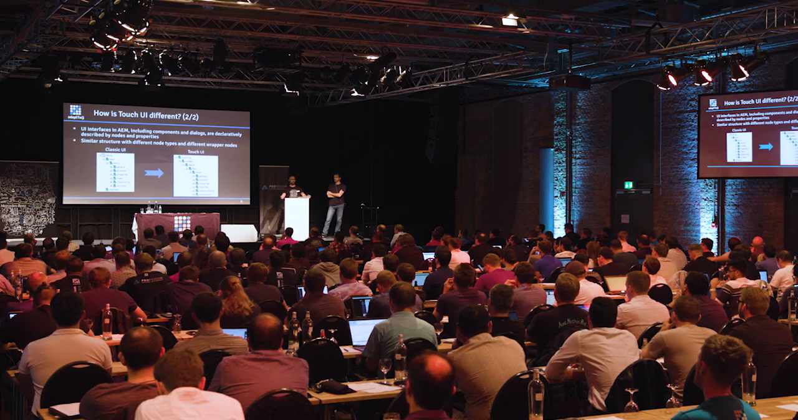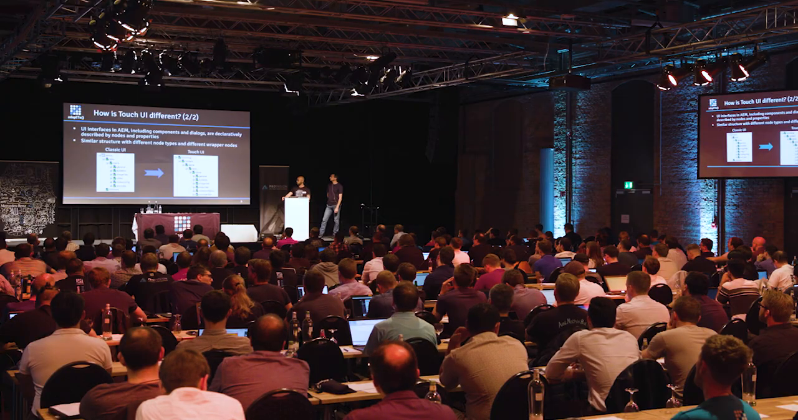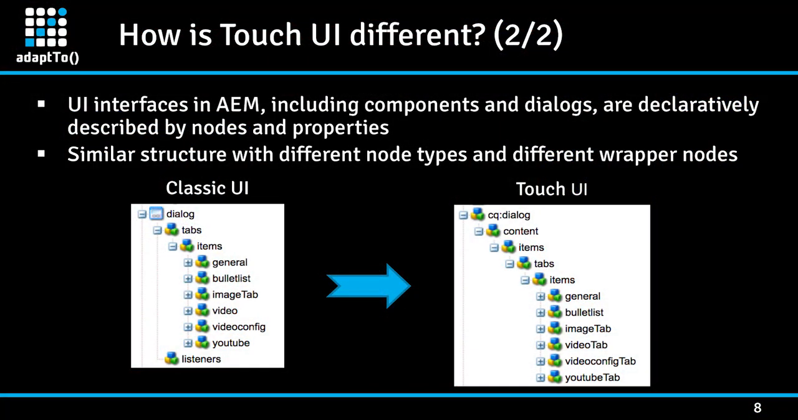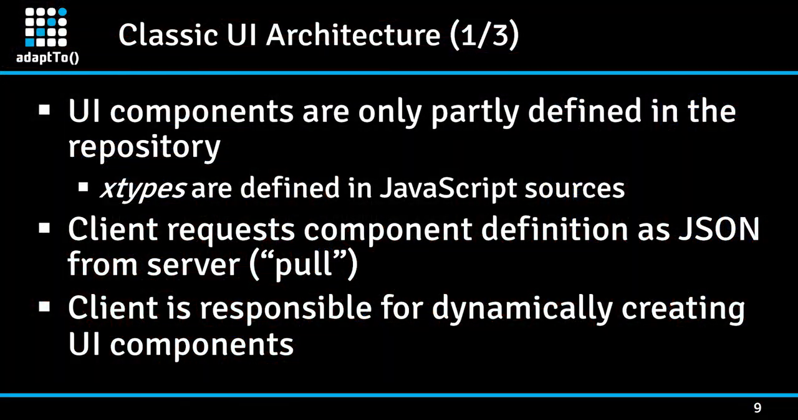Basically, as many of you may know, UI interfaces in AEM, including components and dialogs, are declaratively described by nodes and properties. As we can see here in the example, where we have the JCR representation on the left of the classic UI and on the right of TouchUI, we have a similar structure with different node types and different wrapper nodes. But underneath it all, things are in fact different.